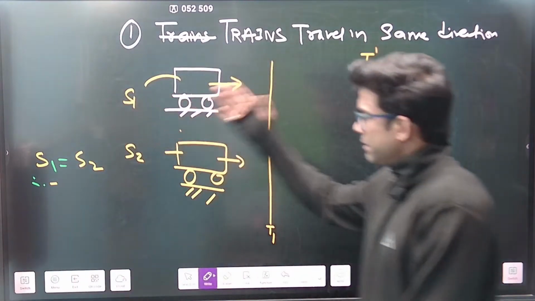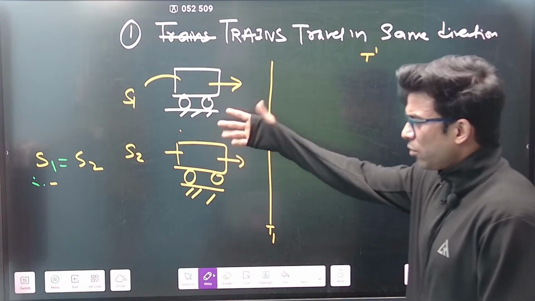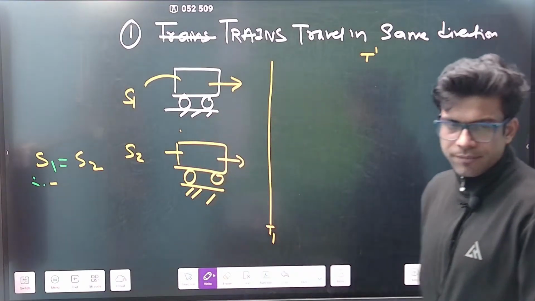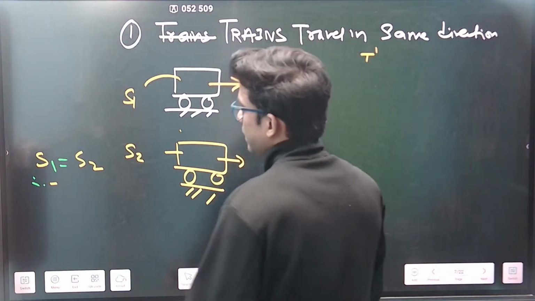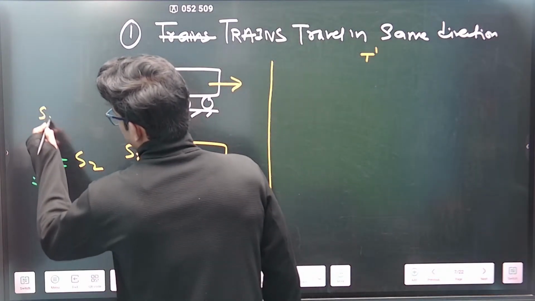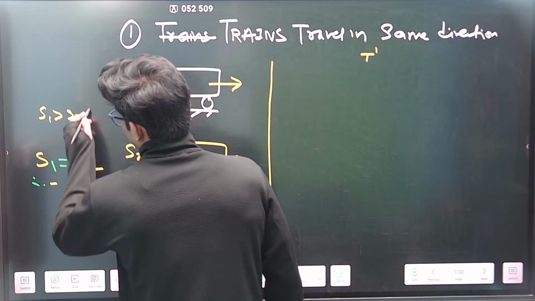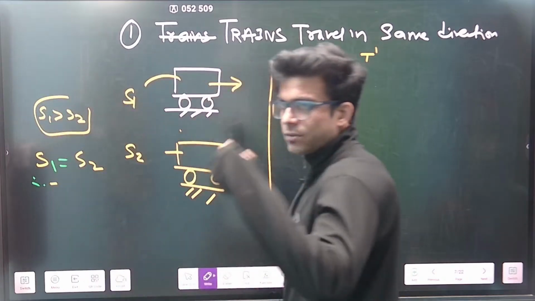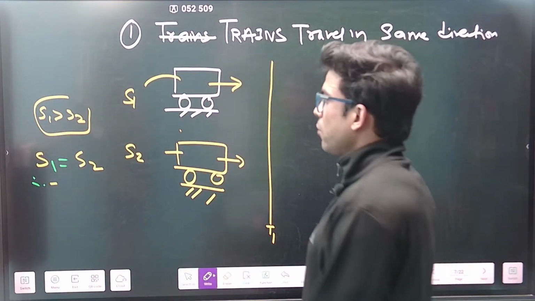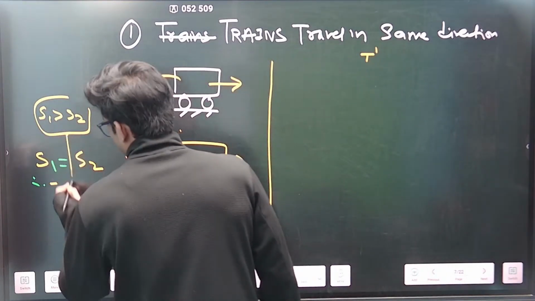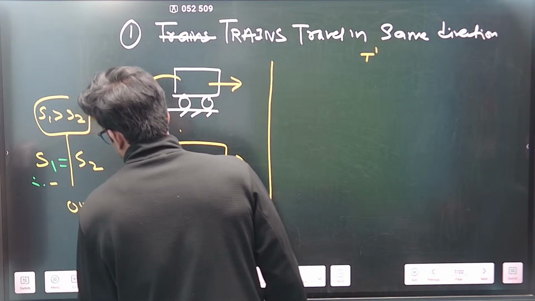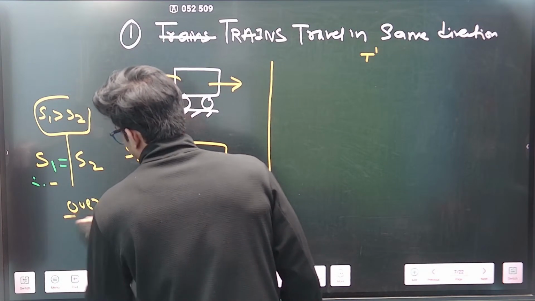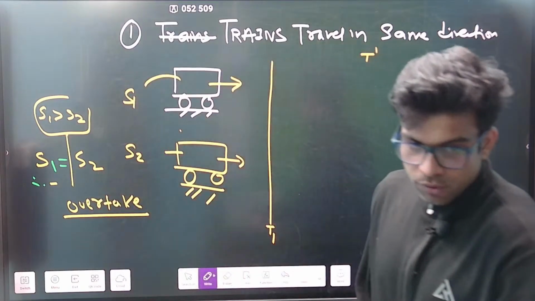They will travel in the same path only, parallel to each other, because the speeds are the same. The instant I say the speeds are not the same, let's say S1 is greater than S2, what will happen? Whenever S1 is greater than S2, there would be a situation where overtake will happen. Always remember, this is very important.